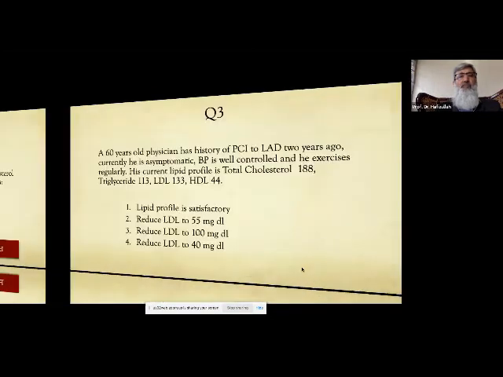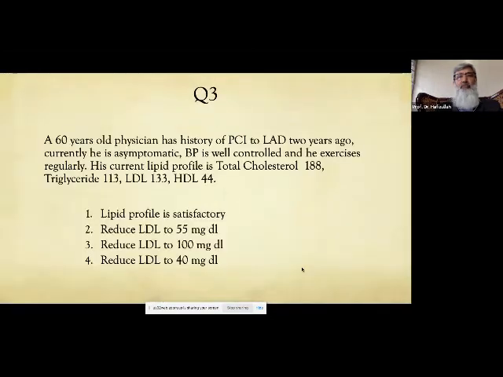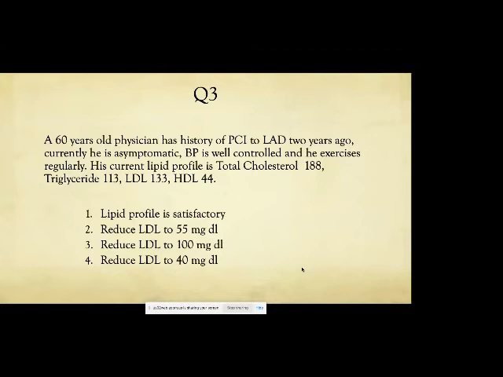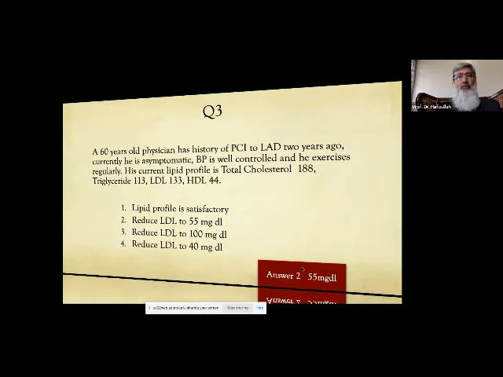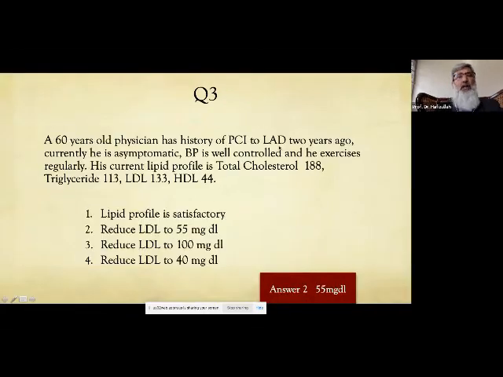Question 3. So the answer is 55 milligram. Why? This patient already had a PCI. So a history of PCI puts him in a very high risk score. So even if his total cholesterol is not too high, the risk from LDL is very high. So we must bring it down to 55.